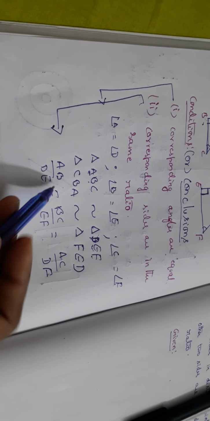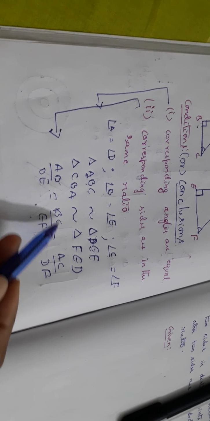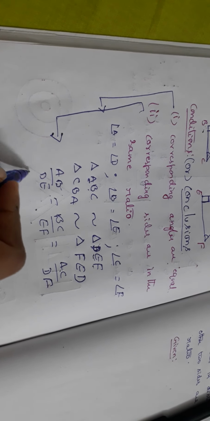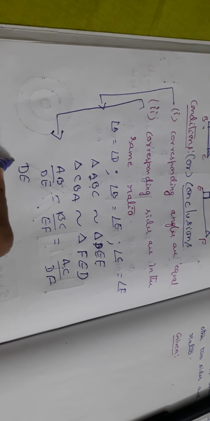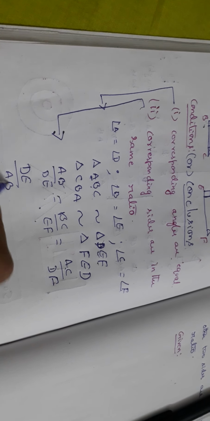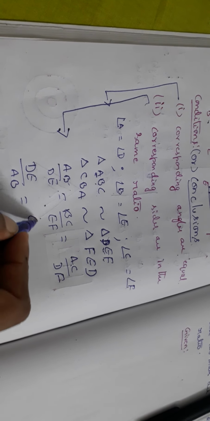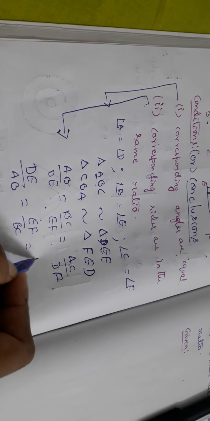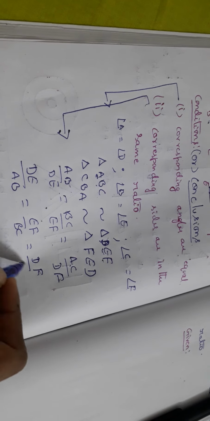See here, I have taken the smaller triangle in the numerator place. So you can also change the whole thing like this. That will make you understand the next point very easily. So I am just reciprocating everything. EF by BC is equal to DF by AC. See, I am reciprocating everything here.